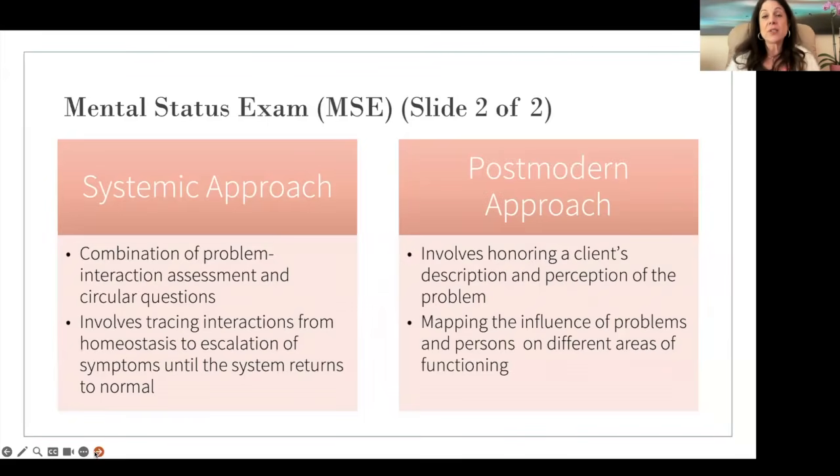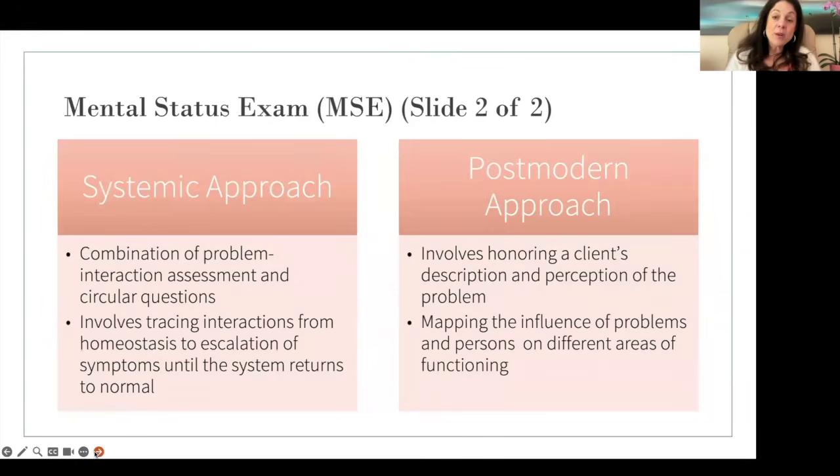And so you use things like circular questions. Who was the most distressed by Susie's panic attack? Who was the least distressed? Who was the most involved? Who was the least involved? This gives you a lot of diagnostic information for clinical diagnosis, but it also gives you a lot of information for your systemic assessment as well.